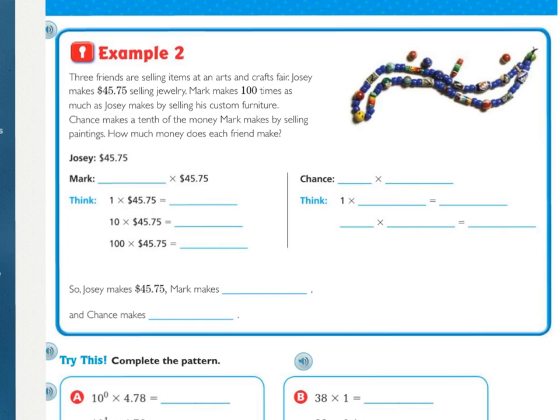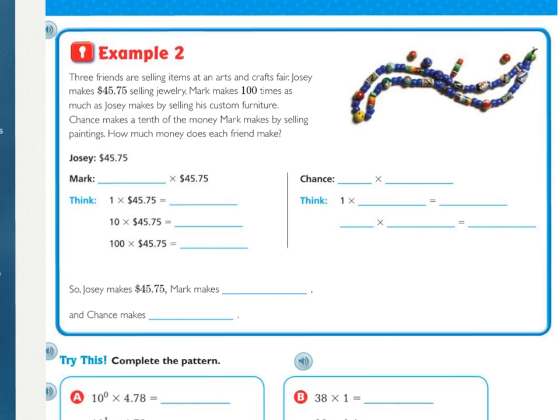Example 2. 3 friends are selling items at an arts and crafts fair. Josie makes $45.75 selling jewelry. Mark makes 100 times as much as Josie makes by selling his custom furniture. Chance makes 1/10 of the money Mark makes by selling paintings. How much money does each friend make?